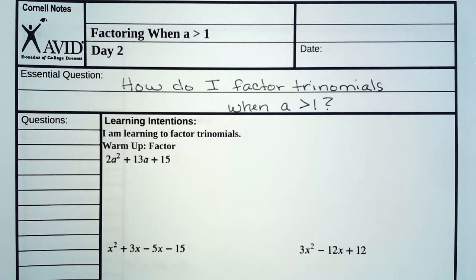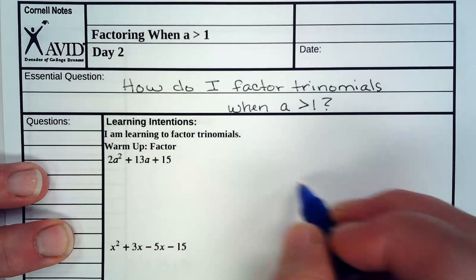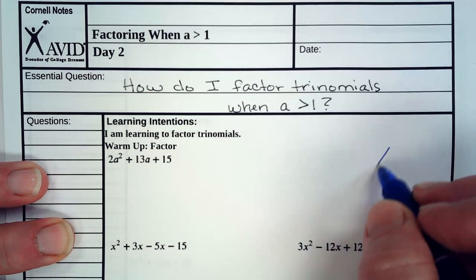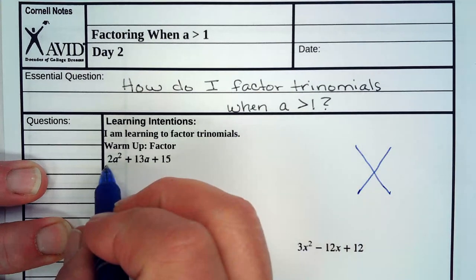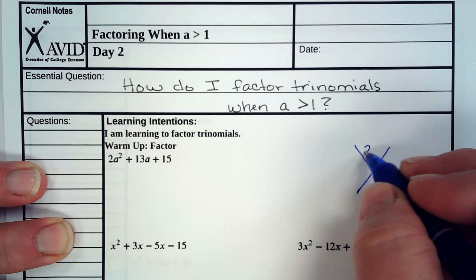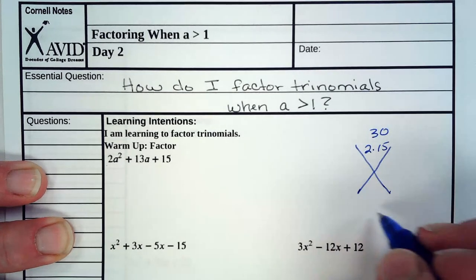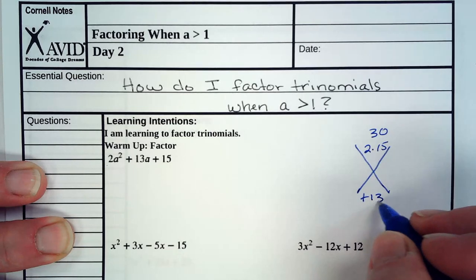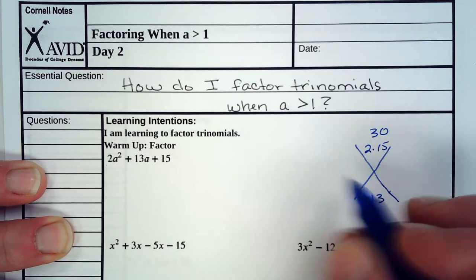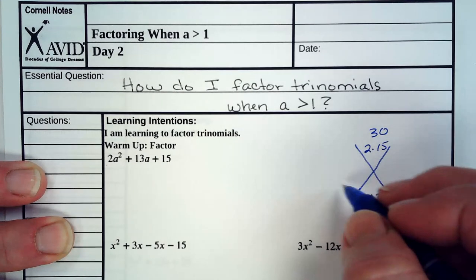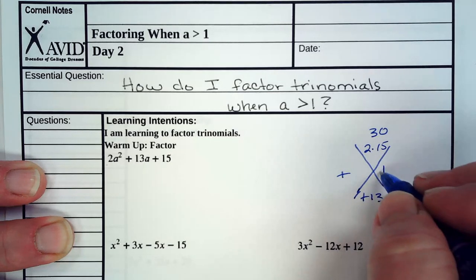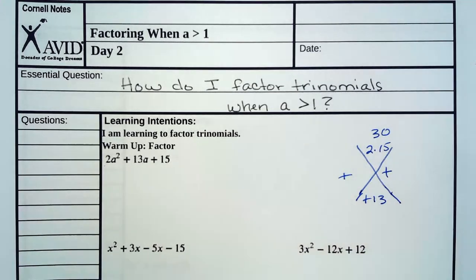I hope you tried. If you're looking at this, remember that the top number is AC. So this is 2 times 15, which gives me 30. This is 13, positive. Everything's positive, so my 2 factors have to be positive. What are the factors of 30 that add up to 13?